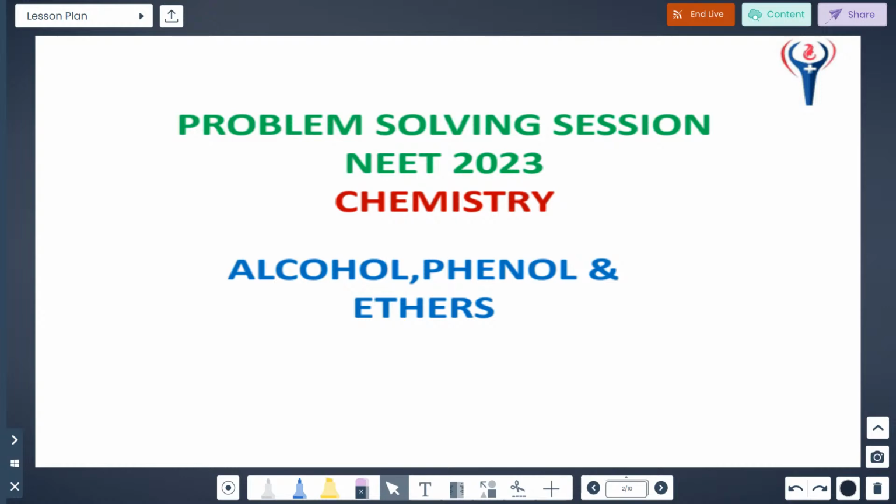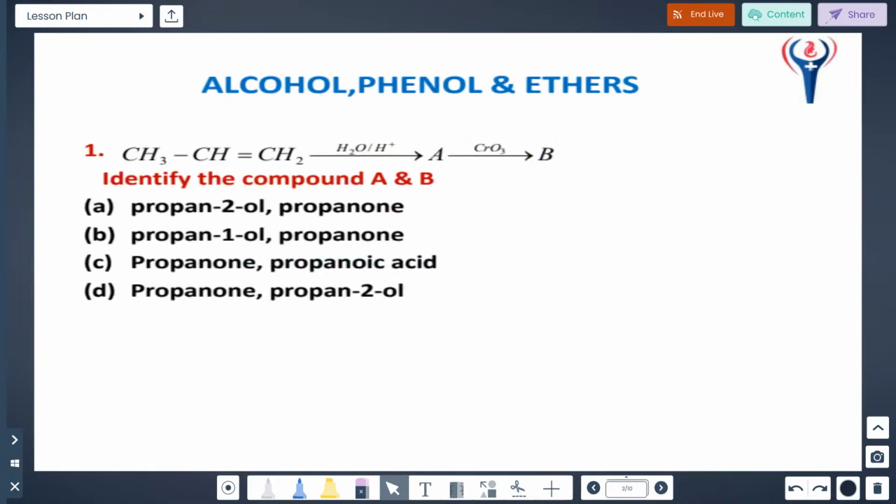Okay. So now let us go to the problems in organic chemistry. The lesson is alcohol, phenol, ethers. Now see the first question. CH3-CH=CH2, hydrolysis in presence of acid medium gives A, and chromic oxide is added to form B. Identify A and B. Both they are asking.